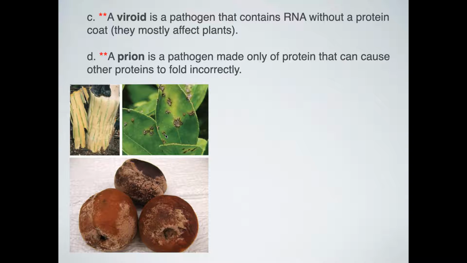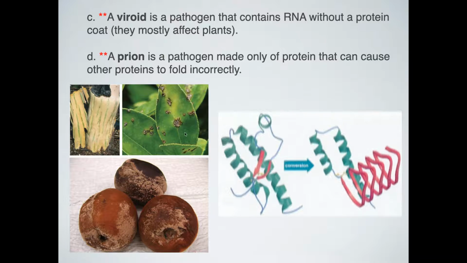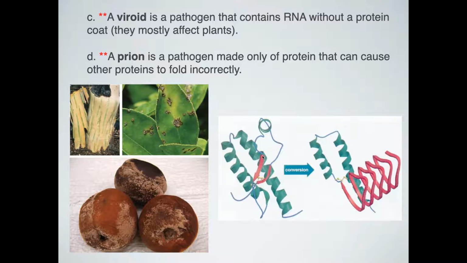And then last but not least are prions. Prions are pathogens that are only made of proteins. And these are proteins that cause other proteins to fold incorrectly. So what you can end up with is, here's the shape of something, and then a little protein gets stuck in there. And now it has a totally different folding pattern, a different shape. And so that causes the protein that was originally a part of you to not be able to do something or to function incorrectly.